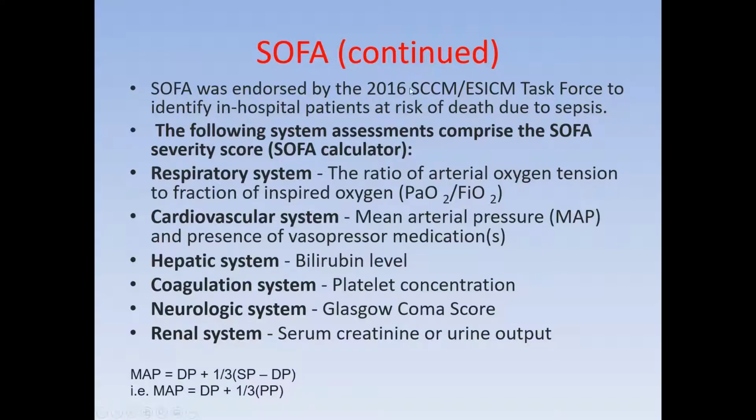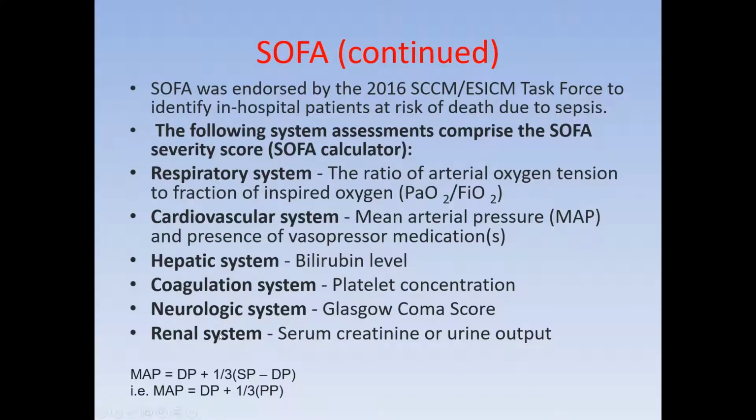So SOFA was endorsed in 2016, as we said, and the following system assessments comprise the SOFA severity score. It includes the respiratory system, where the ratio of arterial oxygen tension to fraction of inspired oxygen is important. The cardiovascular system: mean arterial pressure and the presence of vasopressor medication, whether the patient is given any vasopressor medications. The hepatic system: estimation of the bilirubin level. The coagulation system: the platelet concentration. The neurological system: you can use the Glasgow Coma Scale. And then the renal system, by estimating serum creatinine and urine output.